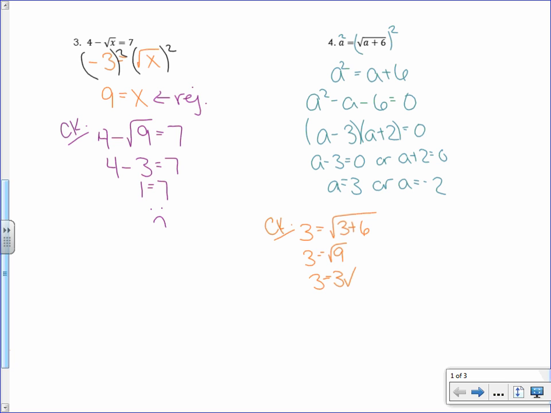When I check negative 2, I get negative 2 is equal to the square root of negative 2 plus 6. So I get negative 2 is equal to the square root of 4. And remember, I only care about the positive square root for these questions, so this does not work. We're going to reject this. Oops, we don't reject there, we reject here. We put a sad face here. Alright, so a equals negative 2 is an extraneous root.